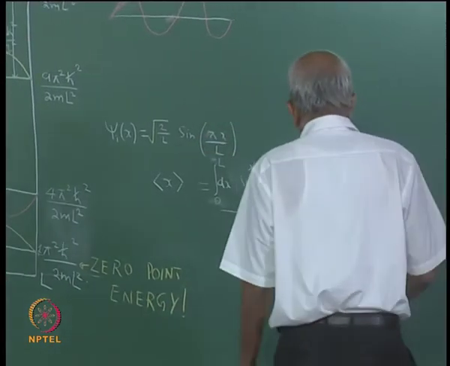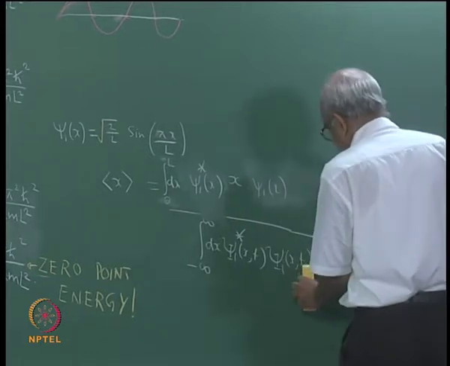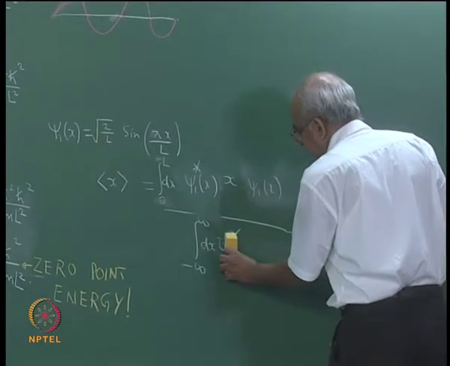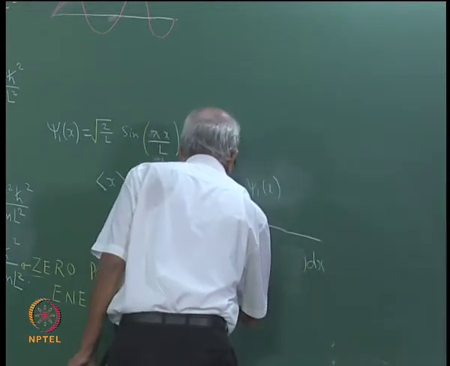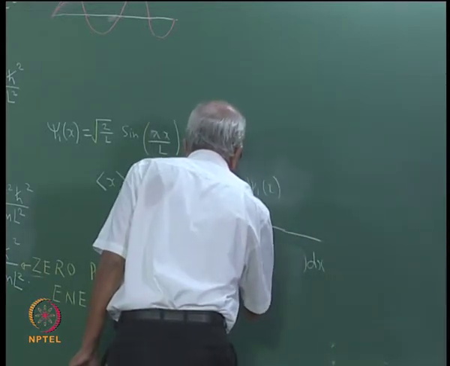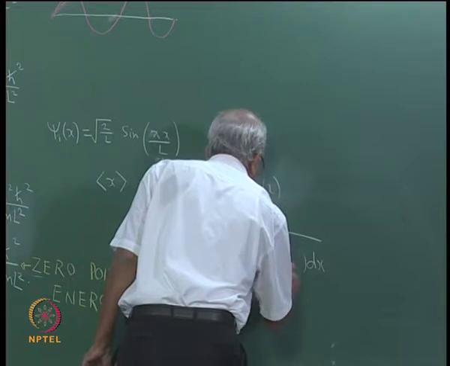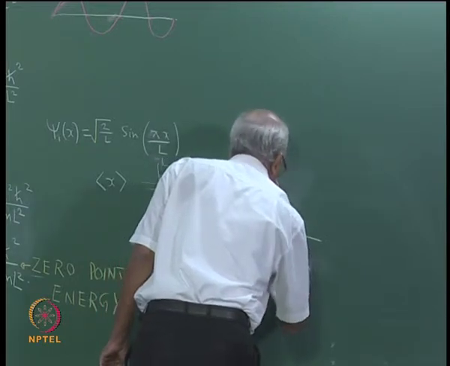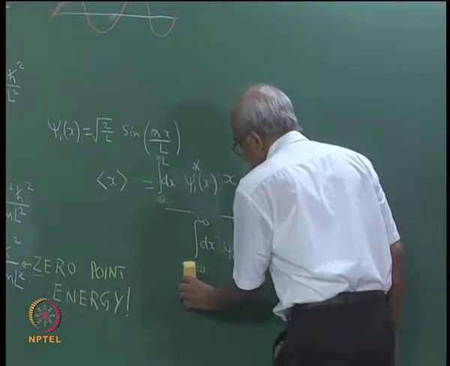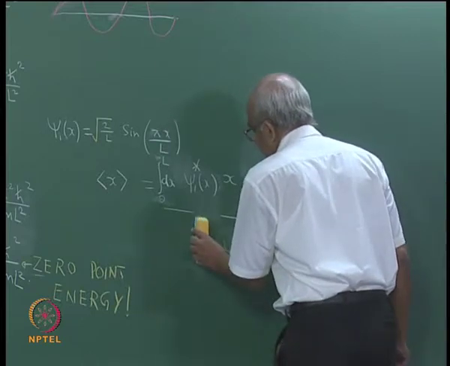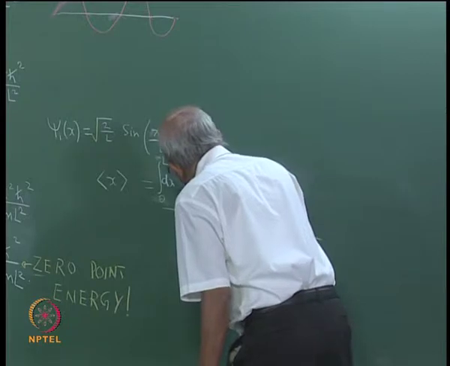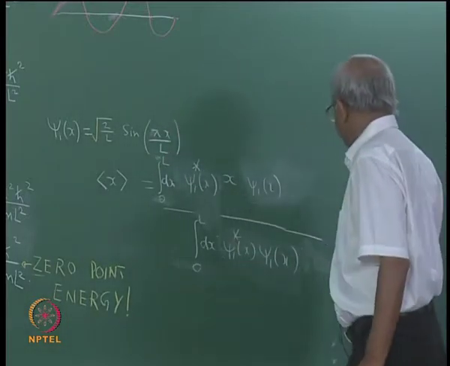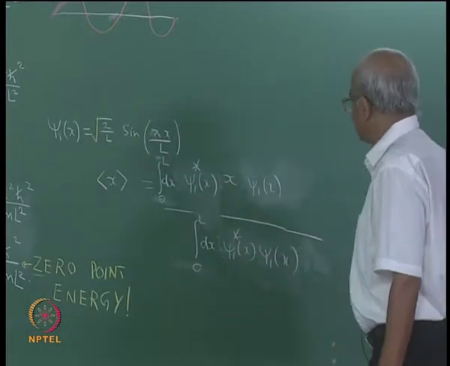And you can do the same kind of thing below, down here. You can say, well, you would have psi 1 star of x and psi 1 of x. And again you do not need to integrate from minus infinity to plus infinity, but it is enough if you integrate from 0 to L.